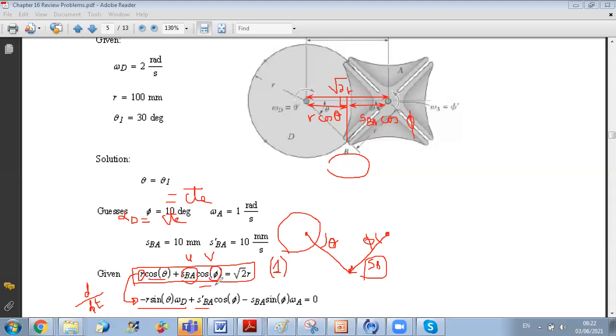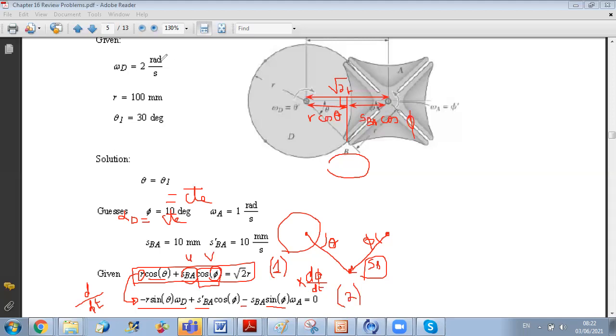Now for V prime, I derive cosine phi with respect to time. It is minus sine phi, and I don't forget to multiply by d phi by dt to apply the chain rule. And d phi by dt is simply omega of disk A. Okay? So in this way, by deriving a first time with respect to t, I got equation 2, which will relate S dot and omega A to the other variables.